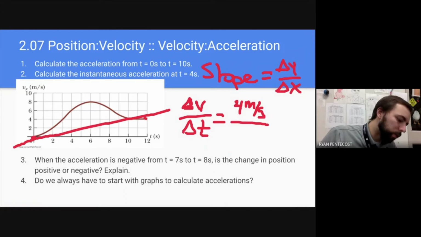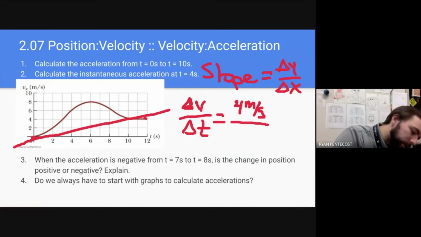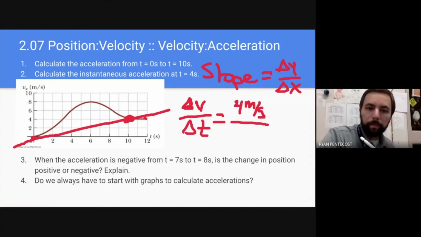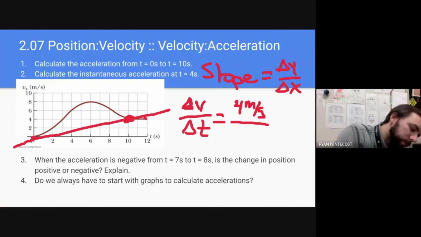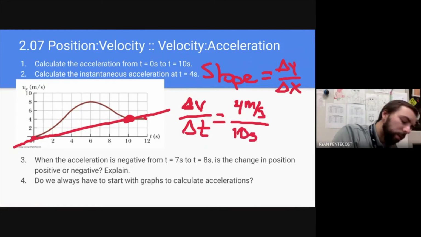Looks like we had 12, I'm sorry. Oh, I drew my graph wrong. I'm sorry. That is the 10-second dot right there. Okay, so everything still holds. There was a change of 4 meters per second from 0 to 10, and 10 seconds passed. So you have 4 meters per second over 10 seconds. That would be 0.4 meters per second squared.